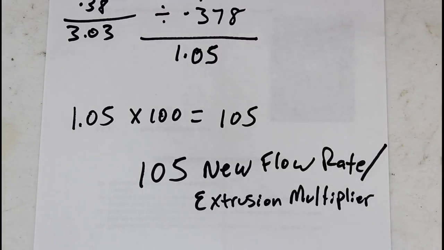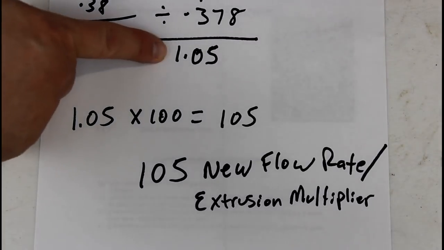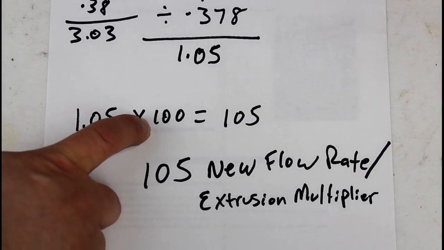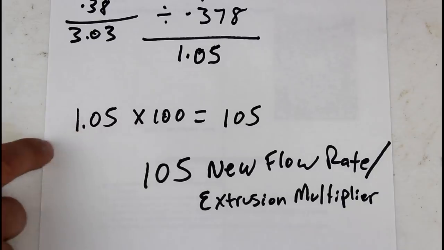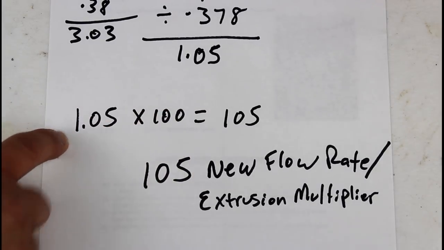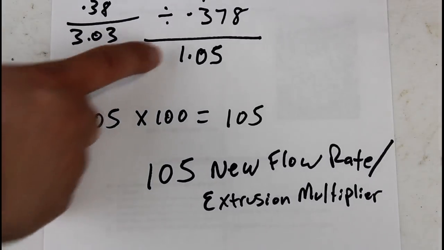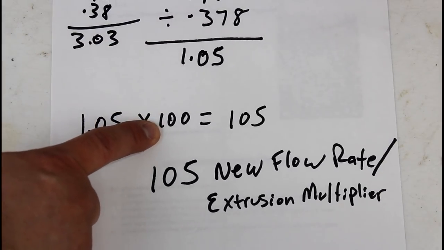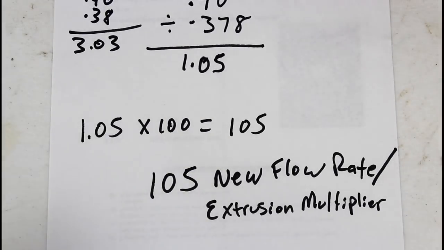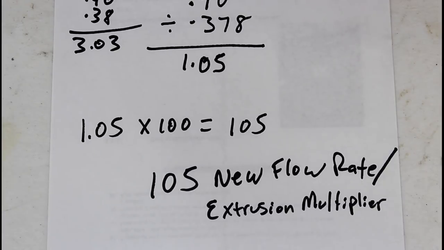So then what we do is we take our 1.05 and multiply that by 100, and we get 105. So 1.05 is what we got up here. We times that by 100, and we end up with 105. So 105 will be our new flow rate or extrusion multiplier.